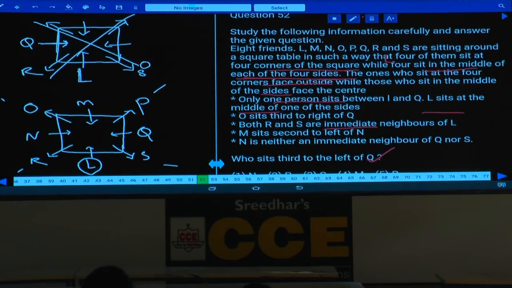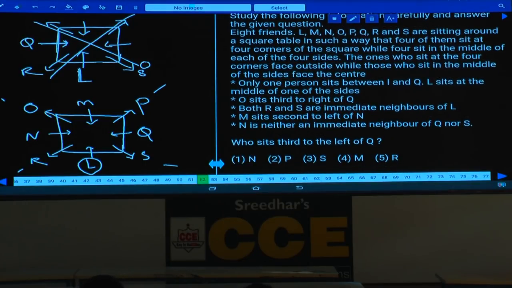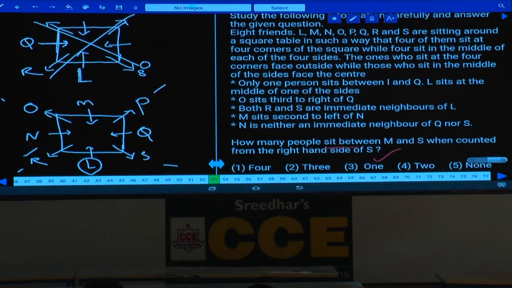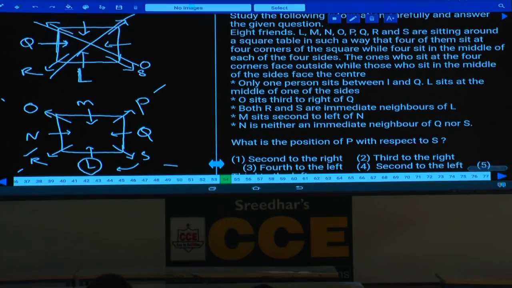And who sits third to the right of whom? Who sits third to the left of Q? Now Q is facing towards the center. Third to the left hand side of Q is R. R, that is given in choice 5. Then question number 53. How many people sit between M and S when counted from the right hand side of S? Right hand side of S, M and S. Now this is the right hand side, 1, 2, 3, 4. How many persons? There are 4 persons. That is choice 1.